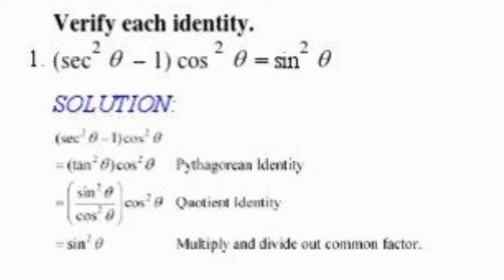Here is the solution. Secant squared theta minus 1 times cosine squared theta equals tangent squared theta times cosine squared theta, using the Pythagorean identity, and equals sin squared theta over cosine squared theta times cosine squared theta, using the quotient identity. And here is the answer: sin squared theta, by multiplying and dividing out common factors. So very good, group 1. I will give you 10 points for that, equivalent to 100%.